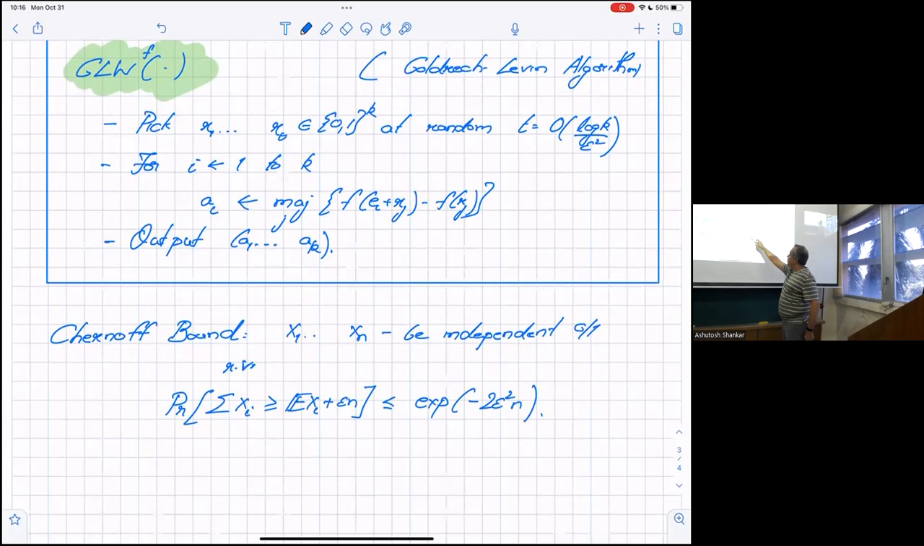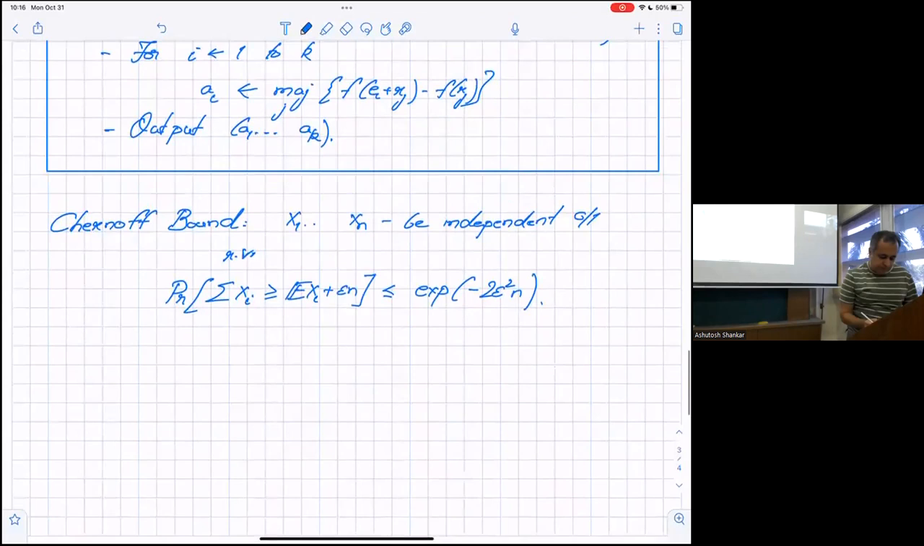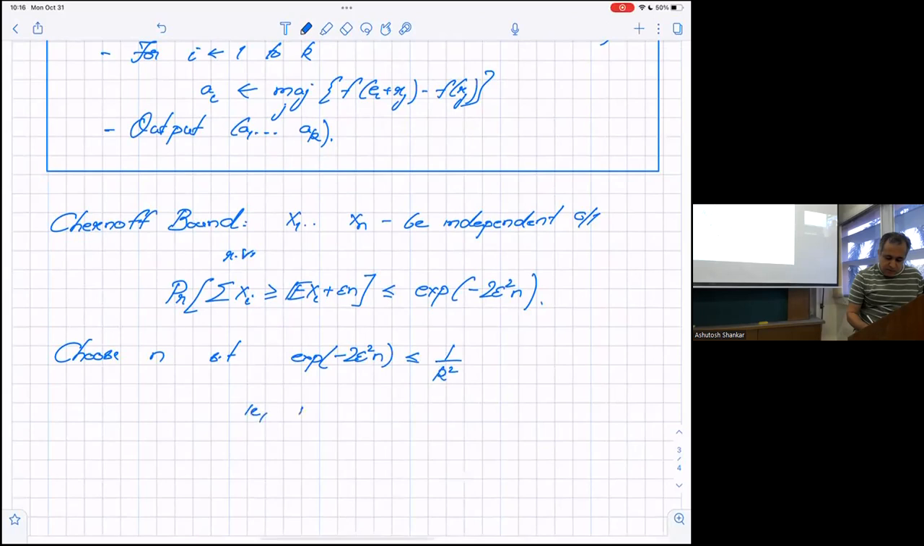Therefore, I want to make this error small. So basically choose n such that exponential in minus 2 epsilon squared n is less than or equal to 1 over k squared. That is, n is equal to... this is not n, let's call it t, since I have used t previously. What will t be? t will have to be 2 log k by 2 epsilon squared, but it's just log k by epsilon squared.